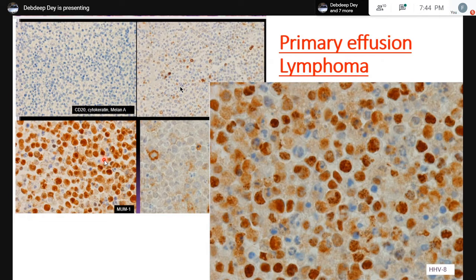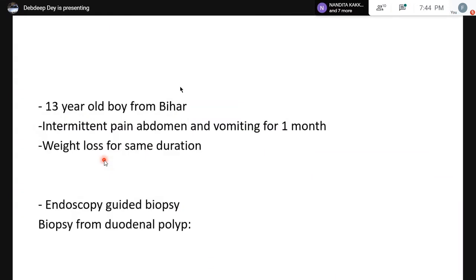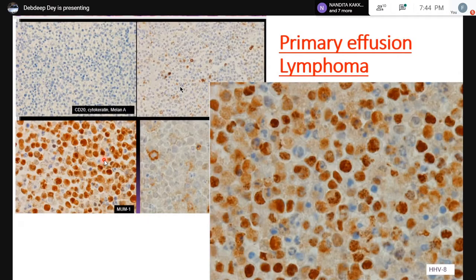Now this is also one of the lymphomas which is clinically unsuspected and therefore may cause a problem with diagnosis. So you have to keep in mind that this is a type of lymphoma which can occur in cavitary effusions, and use markers to arrive at a diagnosis.